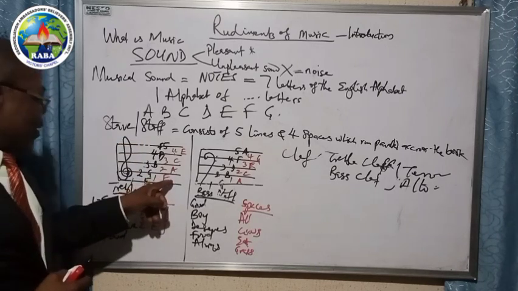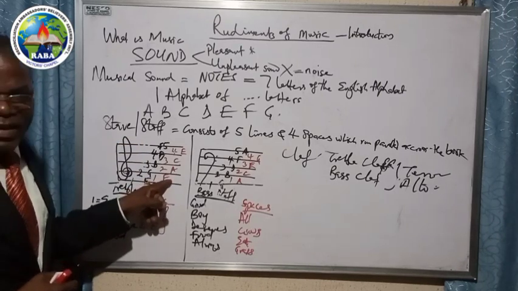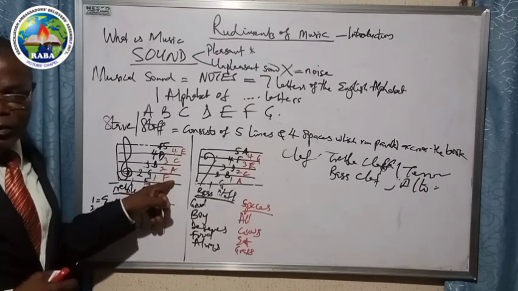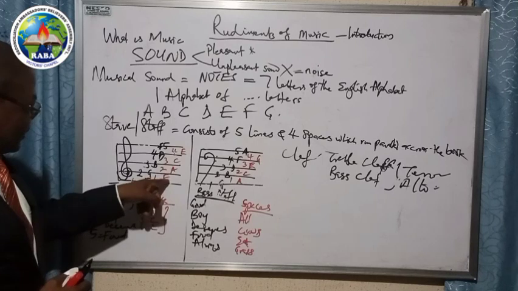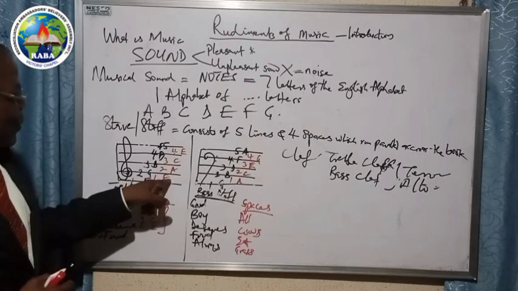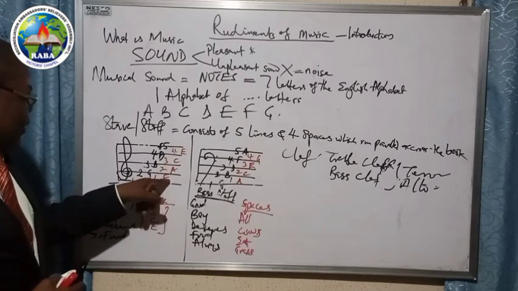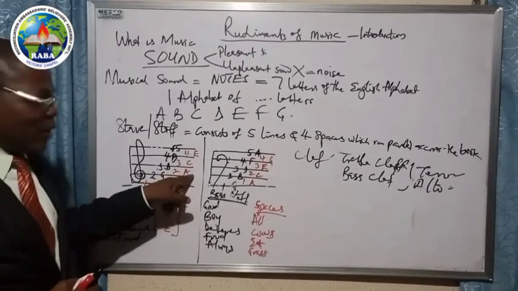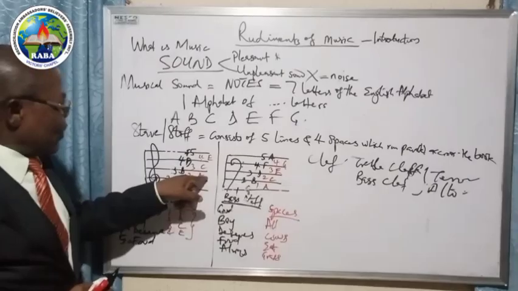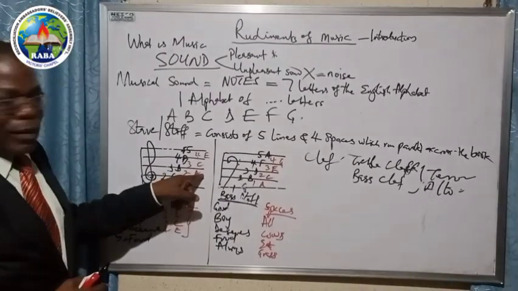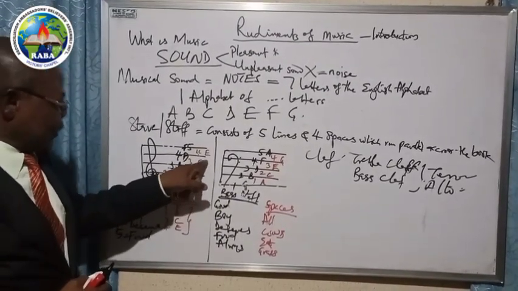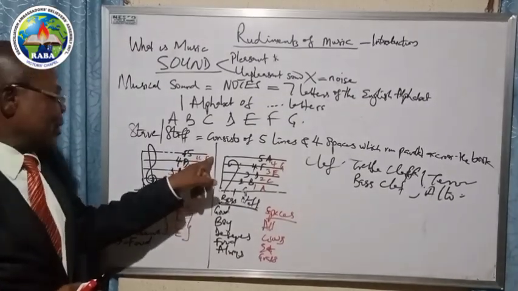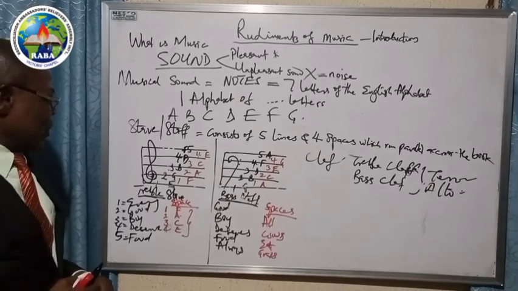Then F is in the first space. Get that English right. You cannot say it's on the space. No, it is in the first space of the treble stave. A is in the second space of the treble stave, C in the third space of the treble stave, and E in the fourth space of the treble stave.